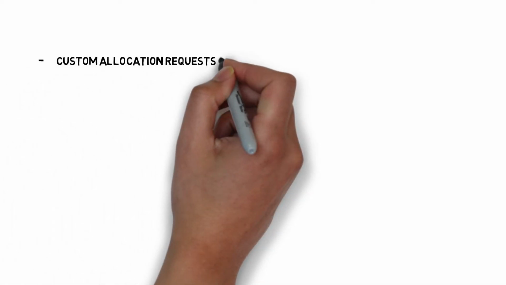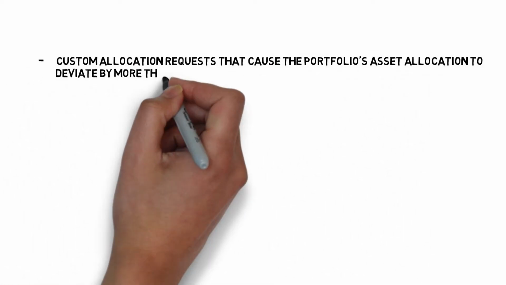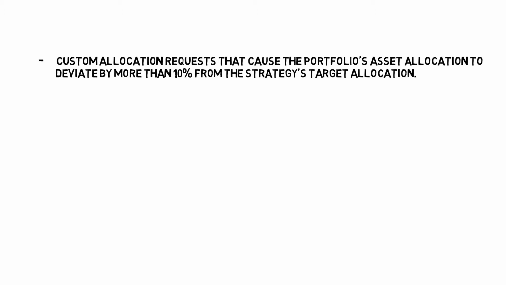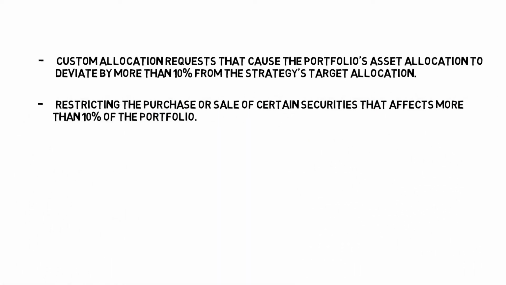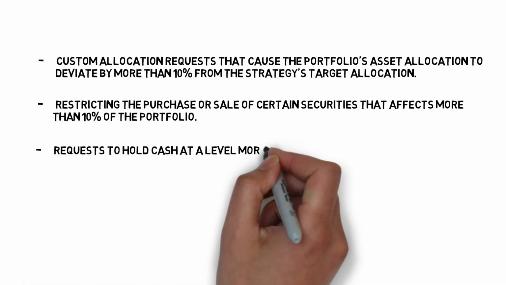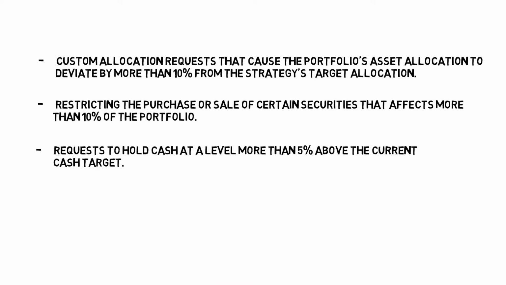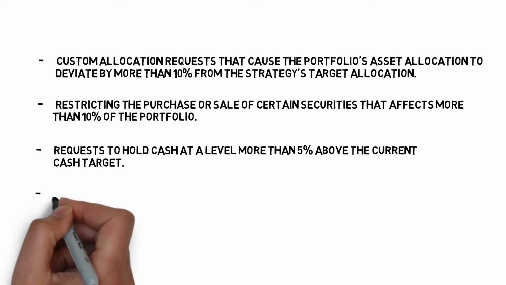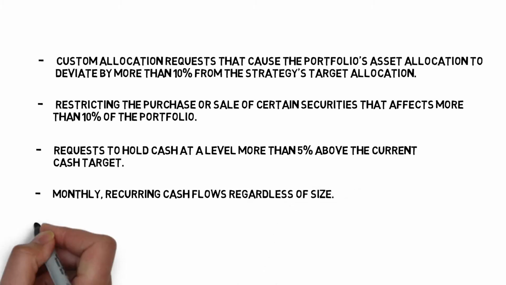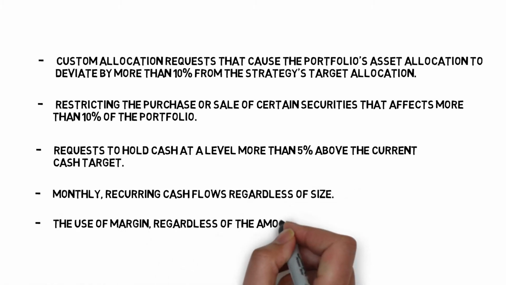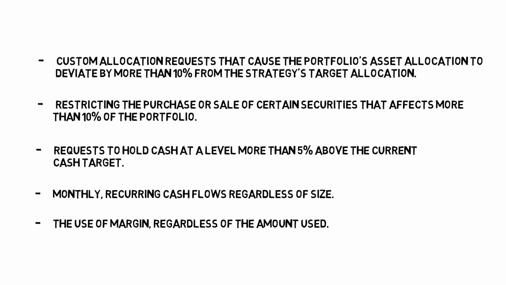For example, custom allocation requests that cause the portfolio's asset allocation to deviate by more than 10% from the strategy's target allocation. Restricting the purchase or sale of certain securities that affects more than 10% of the portfolio. Requests to hold cash at a level more than 5% above the current cash target. Monthly recurring cash flows regardless of size. The use of margin regardless of the amount used.